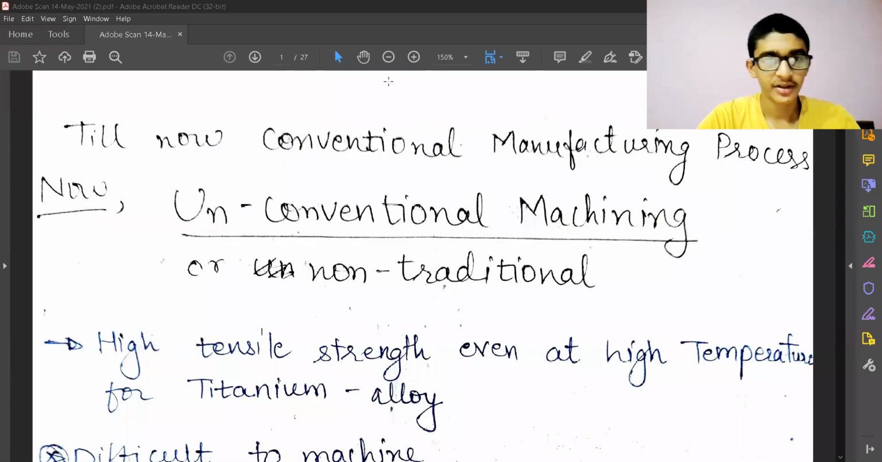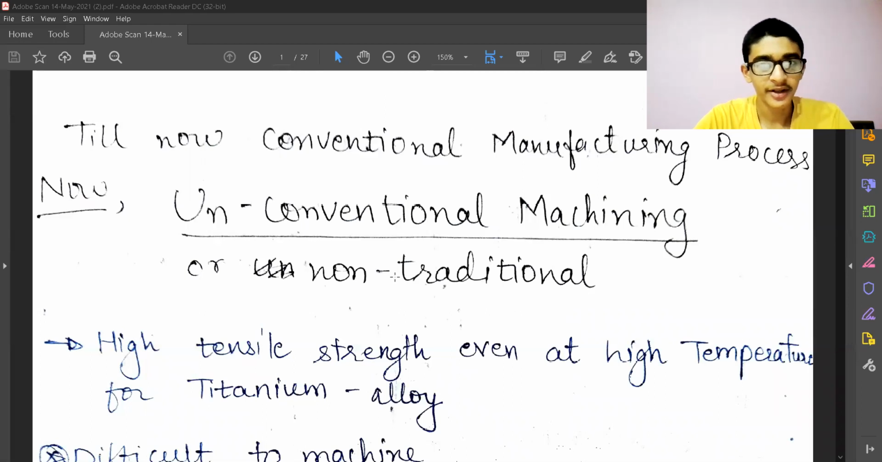So we'll start with an interesting topic. Until now, we have seen conventional manufacturing processes in which we had electric power. We were converting that electric power to mechanical power, some type of rotational or reciprocating motion. And we had a mechanical tool, a hard tool that was harder than my workpiece material, and that was able to cut my workpiece material in the form of chips.